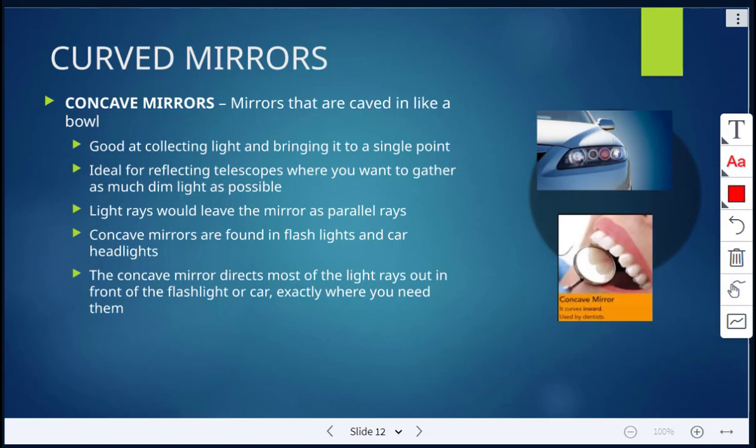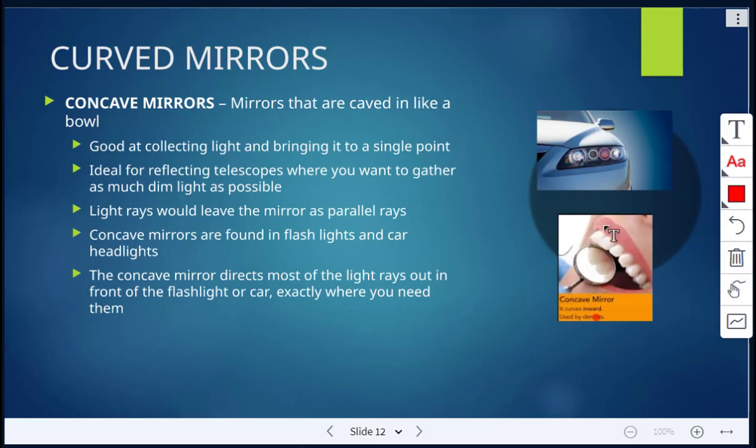Light rays would leave the mirror as parallel rays. Concave mirrors are also found in flashlights and car headlights. Again, it's because the light is being brought to one single point. So concave mirrors are able to direct most of the light rays out in front, for example in a flashlight or car headlights, exactly where you need them.